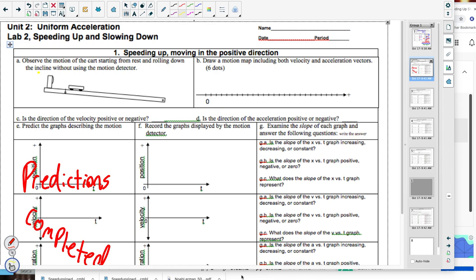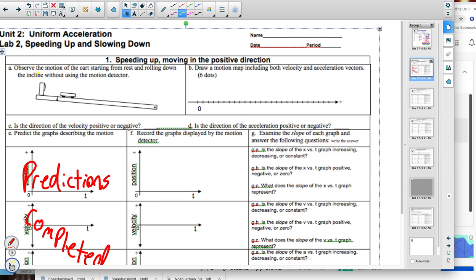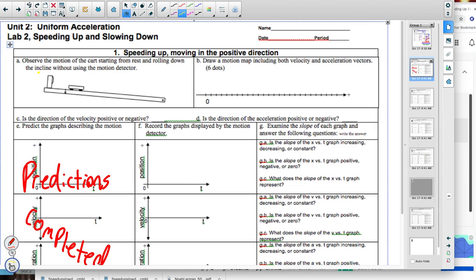We're going to consider how to fill out the speeding up, slowing down lab, which looks like this. Prior to doing this, you should have followed Mr. De La Paz's videos and already completed sections A through F of this problem. So, how do you fill out the rest?